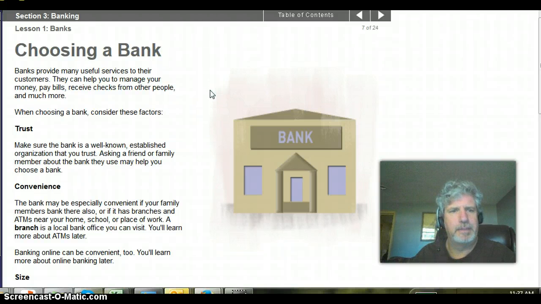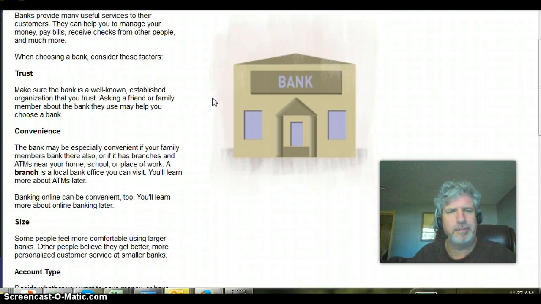Choosing a bank. Banks provide many useful services to their customers. They can help you manage your money, pay bills, and receive checks from other people, and much more. When choosing a bank, consider these factors. Trust. Make sure the bank is a well-known, established organization that you trust.